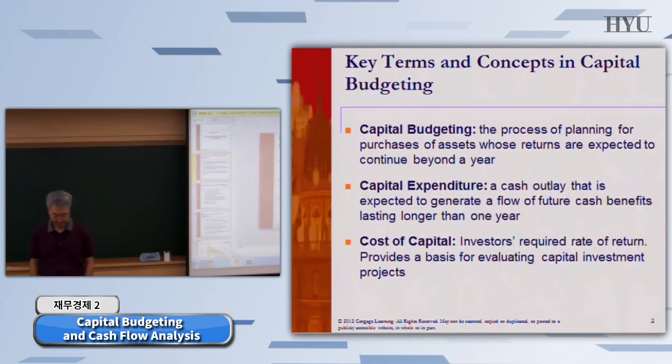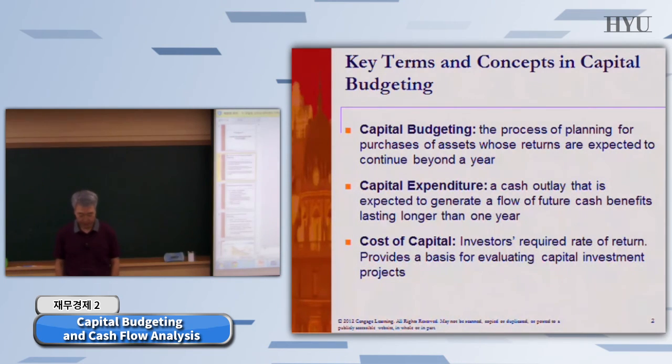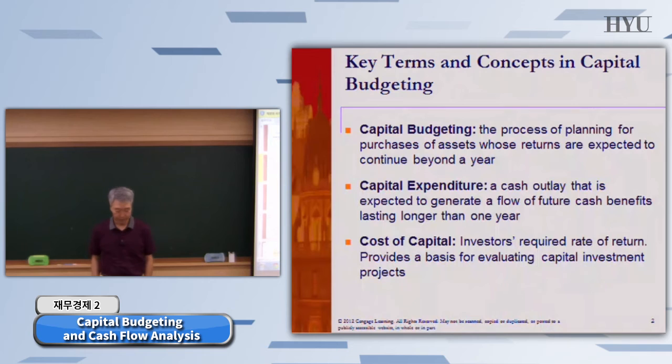Here are a few definitions. Capital budgeting is the process of planning for purchases of assets whose returns are expected to continue beyond a year. And capital expenditure, of course, is spending money or cash outlay that is expected to generate a flow of future cash benefits, in other words, future cash flows, lasting longer than 1 year.